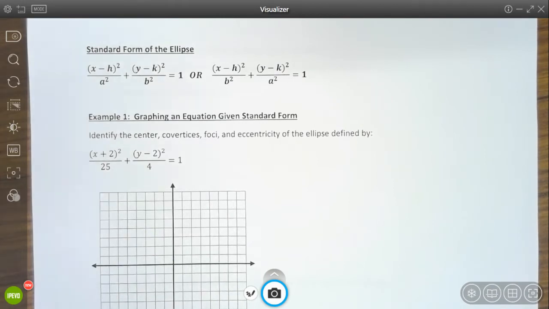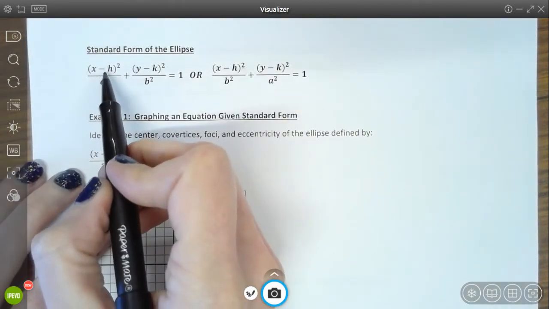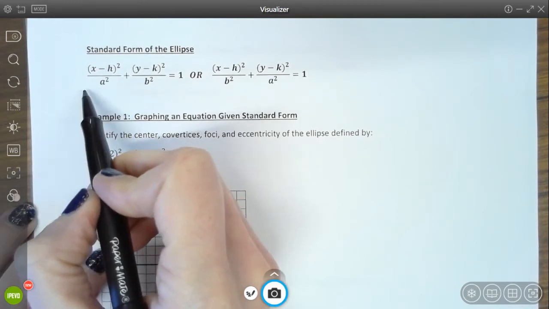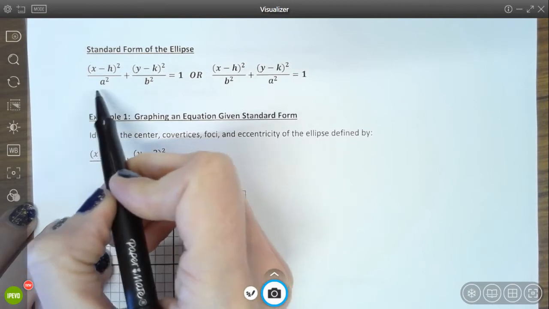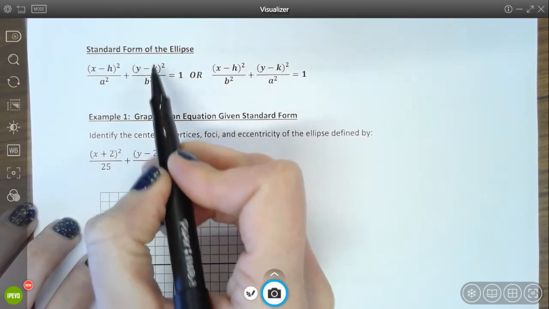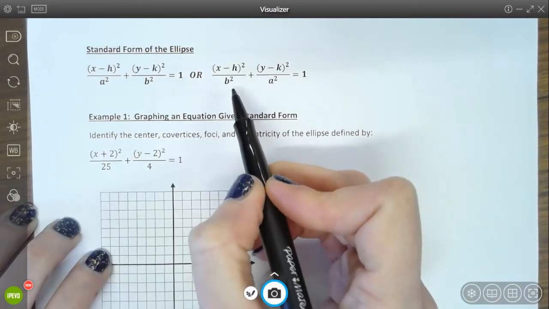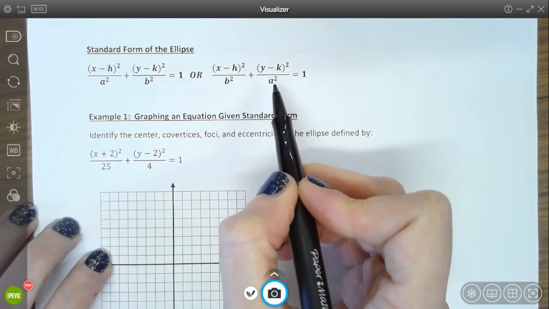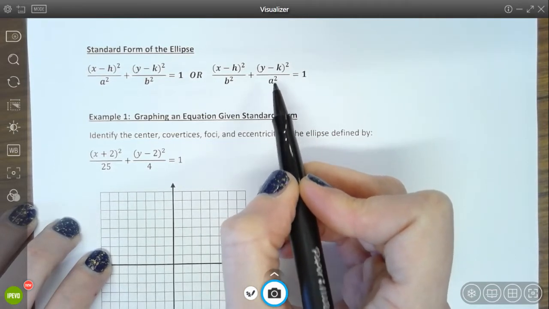So when we have an ellipse elongated horizontally, then our major axis would be horizontal. So my distance from my center to the endpoint would be a horizontal distance of a, and then my minor axis would be a vertical distance of b. Here, my minor axis would actually have a horizontal distance of b, and my a value would be a vertical distance.